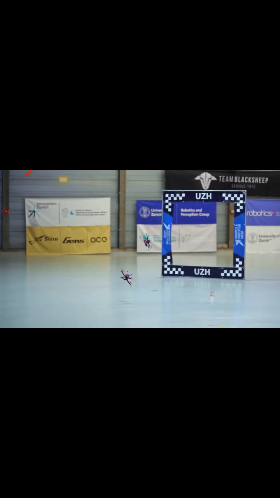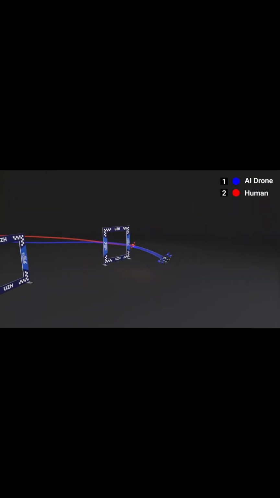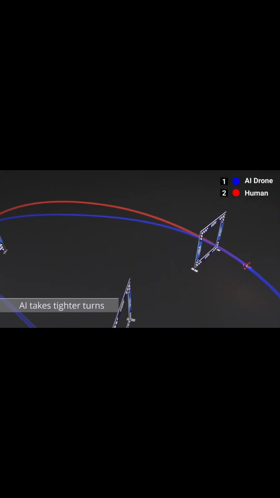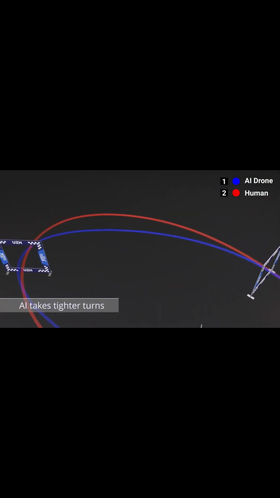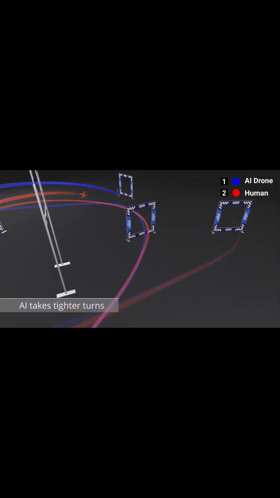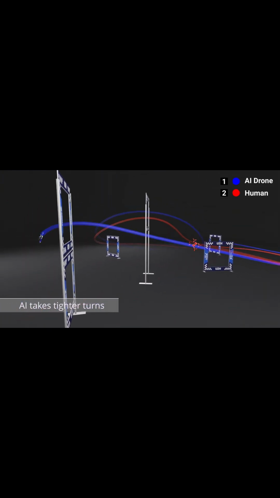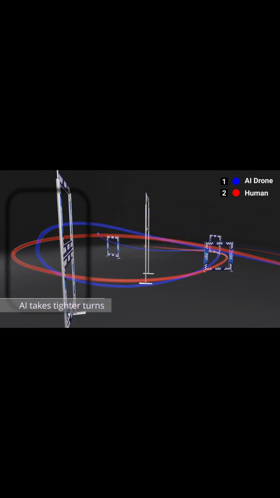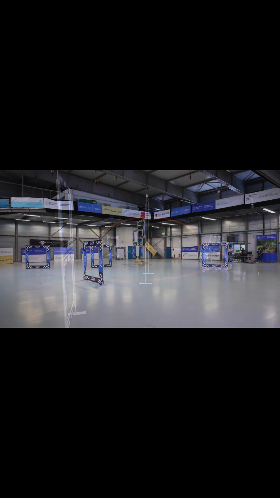When comparing the trajectories flown by the humans and Swift, we notice that the autonomous system is more consistent across laps and is able to take tighter turns. This gives it a decisive advantage in a race. Swift won multiple races against each of the human champions and achieved the fastest recorded race time.